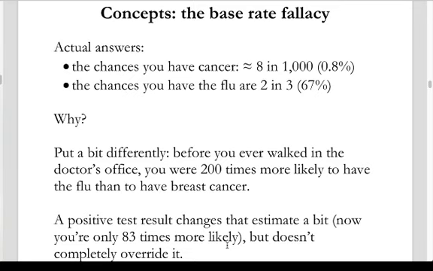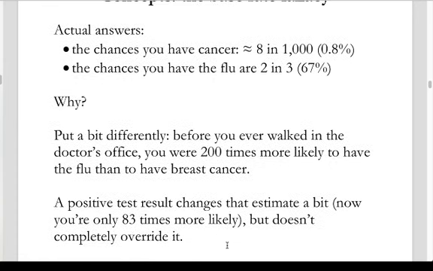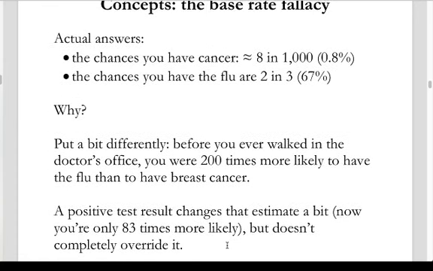So I'm going to spend a little bit more time on this. Here's a way of putting this. Before you ever walked into the doctor's office, you were 200 times more likely to have the flu than you were to have breast cancer. Right? So before we knew anything about your test results, before we'd done anything medical to you, it was already the case that this is a highly asymmetrical scenario where you're 200 times more likely to have the flu than breast cancer. What does the positive test result do?